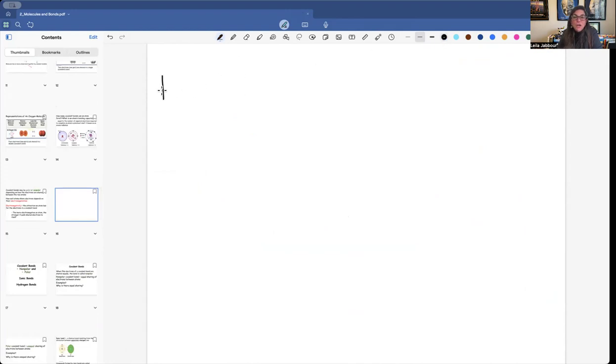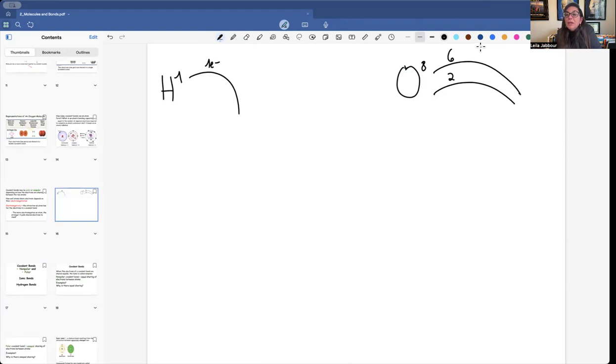Again, I'm going to just draw hydrogen with 1 electron. So it only has 1 electron on this first shell going around and around. And then oxygen has an atomic number of 8. So it has 2 on the first shell and 6 on the second shell. 6, 7, 8. So that means it needs 2 more. This one needs 1 more.